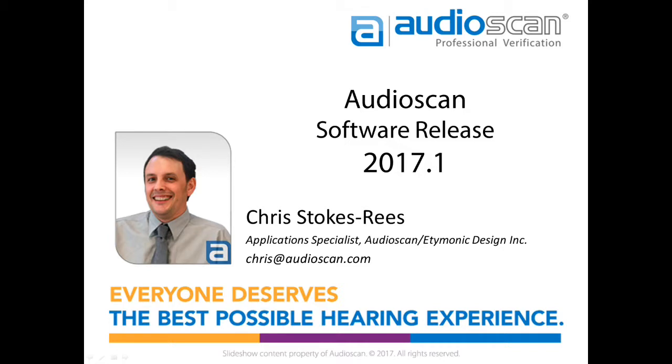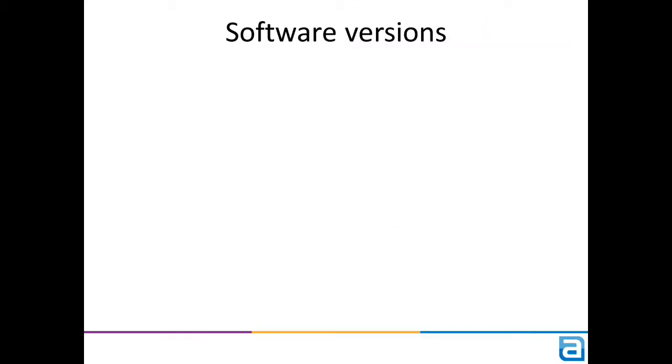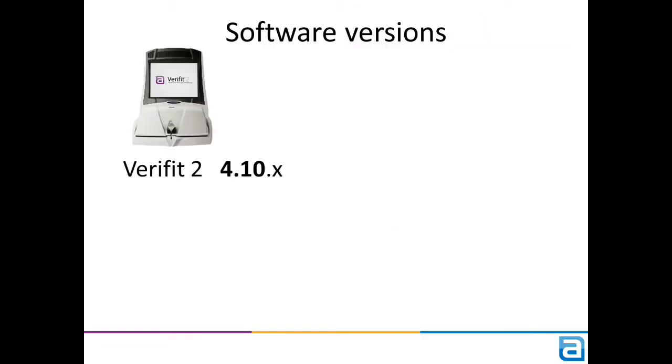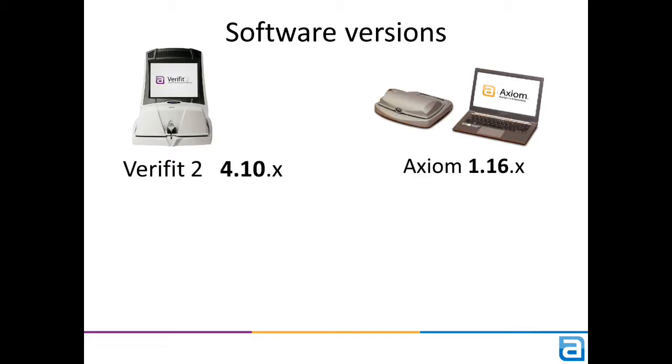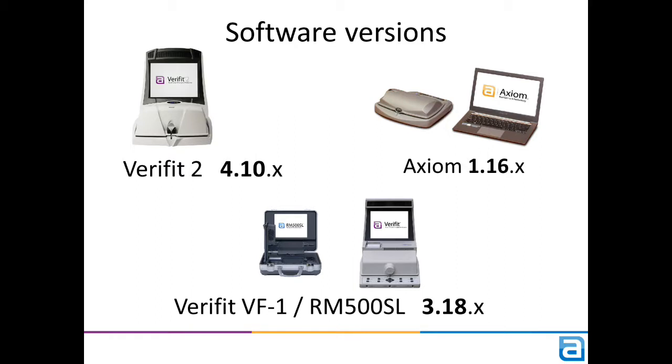This short video is just going to give you a quick overview of the new features for Audioscan products in the July 2017 software release. Just FYI, the version numbers of the new software will be 4.10 for Verifit 2, 1.16 for Axiom, and 3.18 for the Verifit VF1 and the RM500SL.